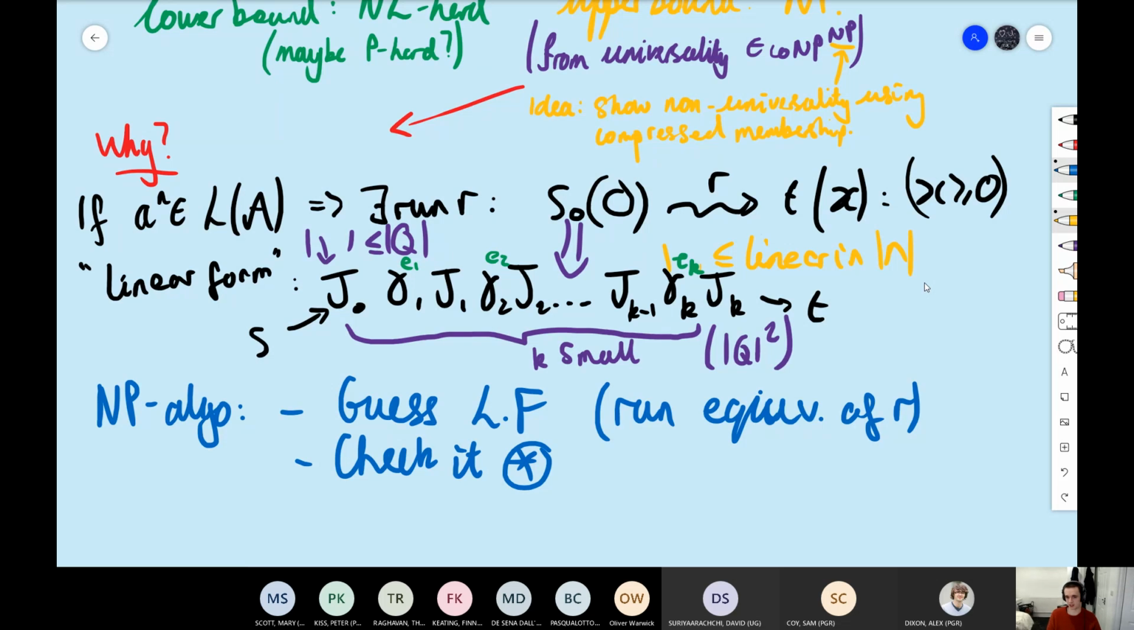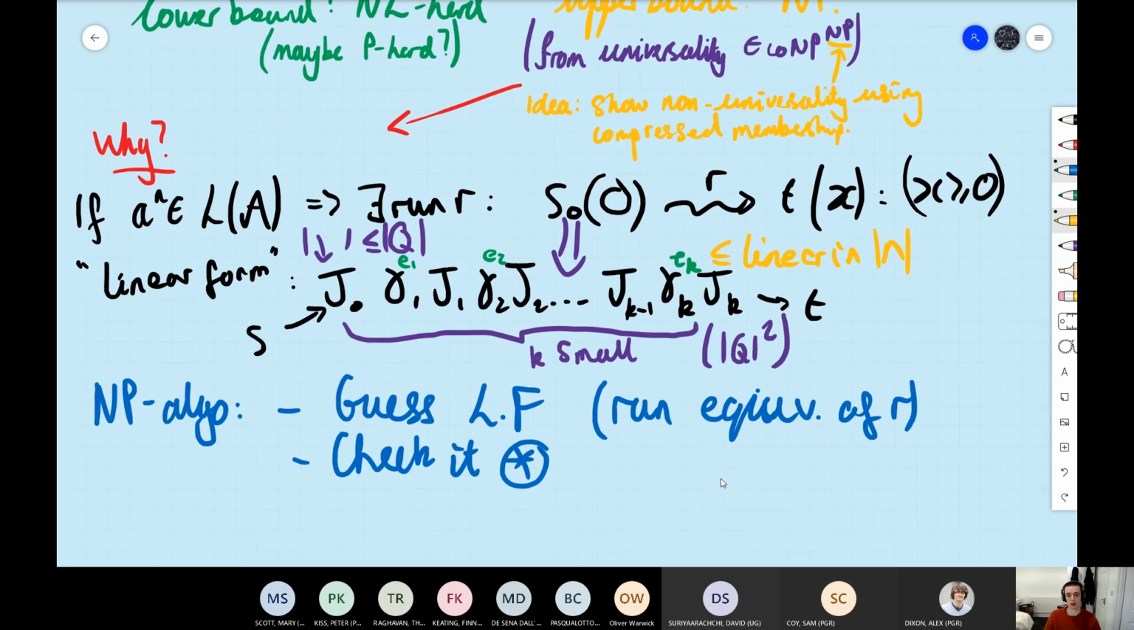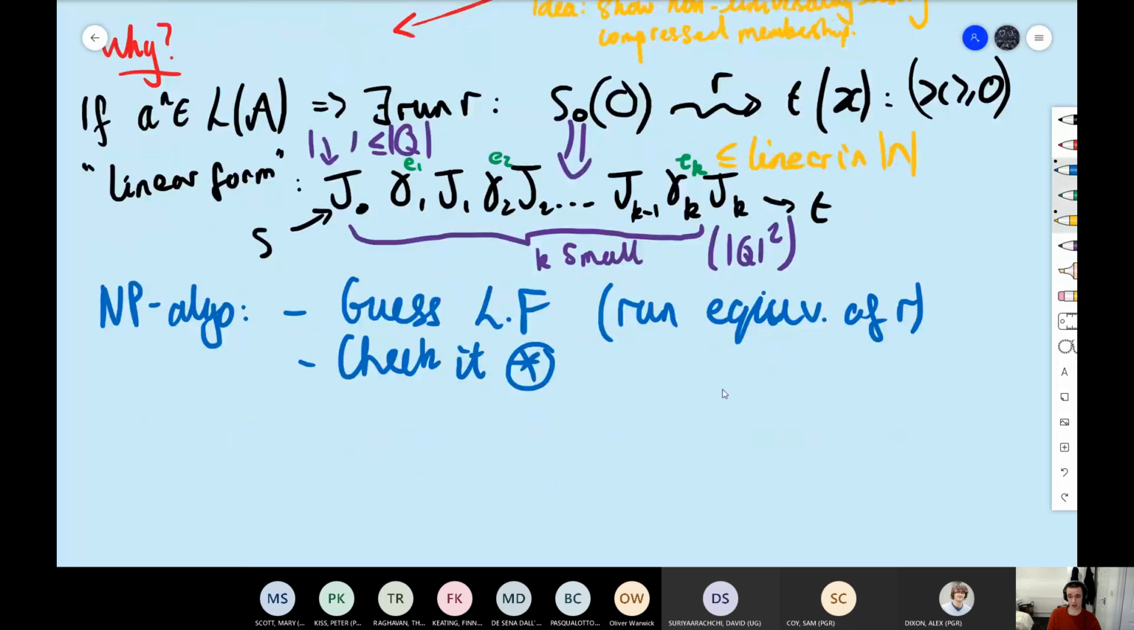So because of the size of this, you encode both of them in binary. Okay, if you're happy with this being a polynomial size, then you can guess it, right? That's legal in NP. Now we need to check it. Turns out checking it you can do in, I think, less than quadratic time.